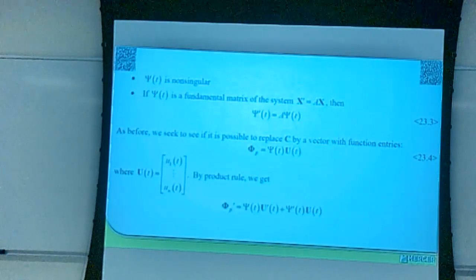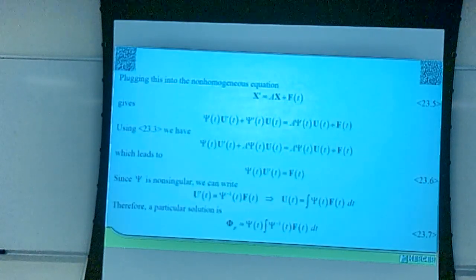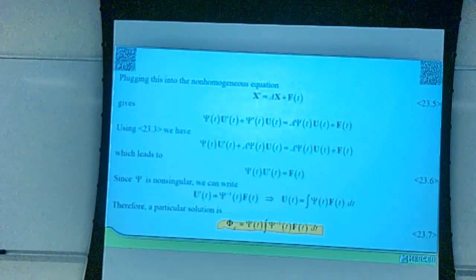Your particular solution is then of the form psi of t times u of t. Go through the derivation, and it all leads to this. With variation of parameters, that is your particular solution: psi times the antiderivative of the inverse of psi times f dt.